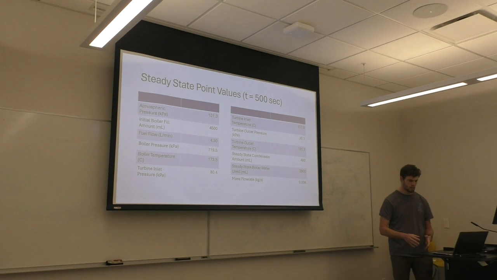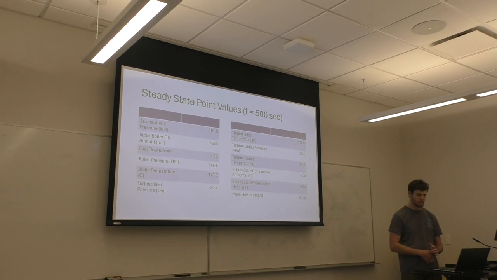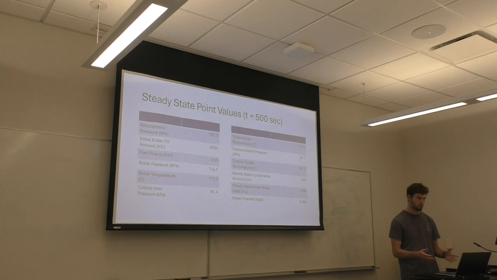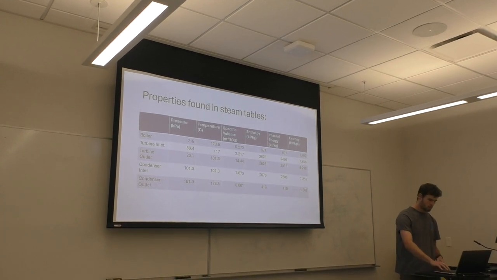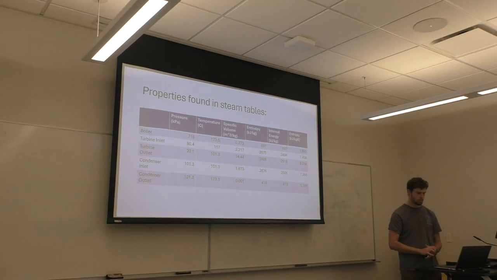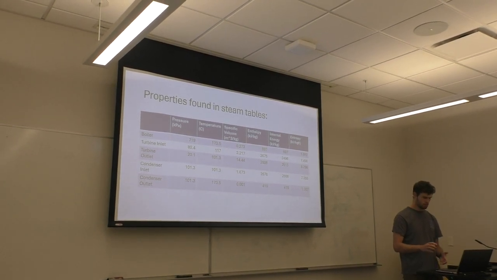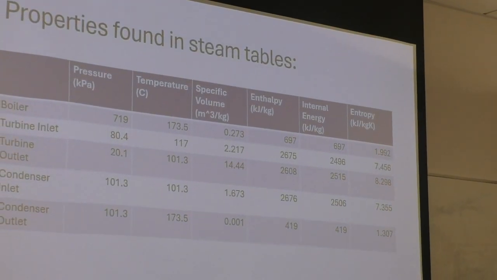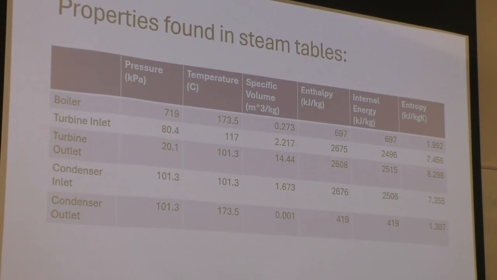The mass flow rate was about 0.006 kilograms per second. That was taken from the amount of water taken from the boiler at the end compared with the initial amount, over the time that it was measured. These are some of the properties found in the steam tables. The pressure and temperature were used to find the specific volume, enthalpy, internal energy, and entropy. The pressure and temperature for the condenser inlet and outlet were assumed based on an ideal system, so their values probably aren't exactly right, but they should be pretty close.